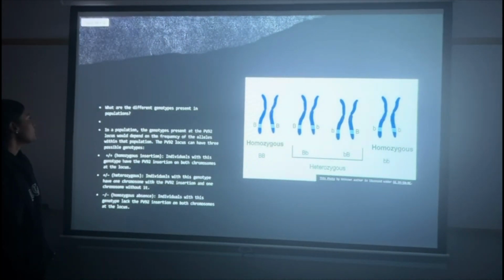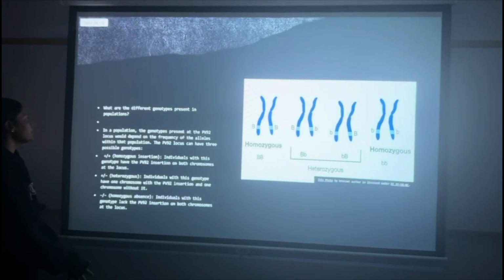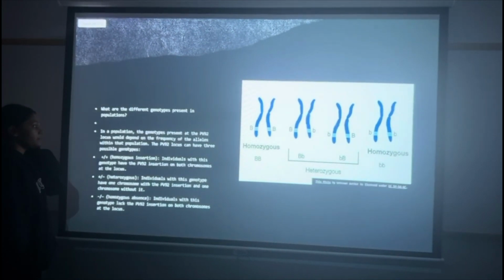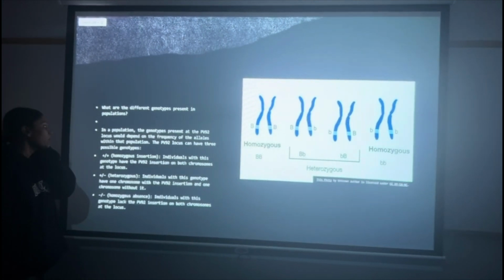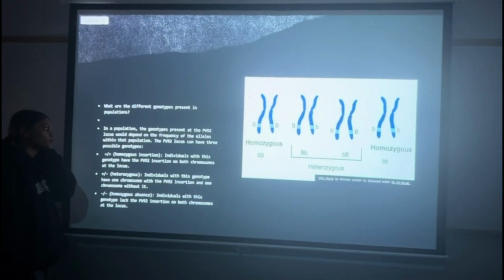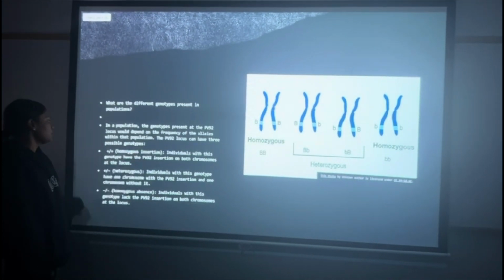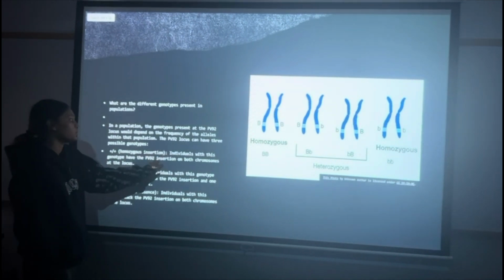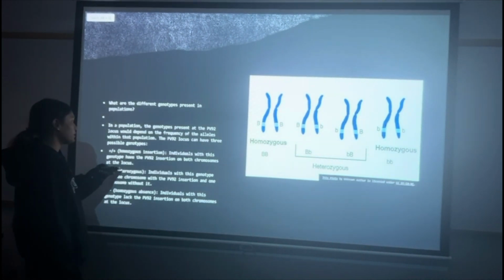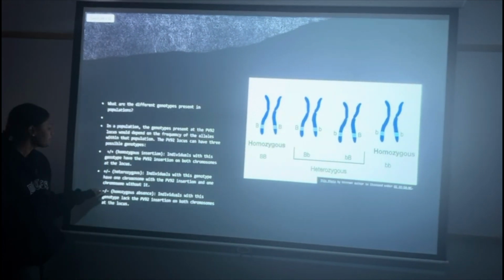So what are the different genotypes present in populations? In a population, the genotypes present at the PV92 locus would depend on the frequency of the alleles within that population. So the PV92 locus can have three possible genotypes: the plus plus, which is also known as the homozygous insertion. Individuals with this genotype have the PV92 insertion on both chromosomes at the locus.